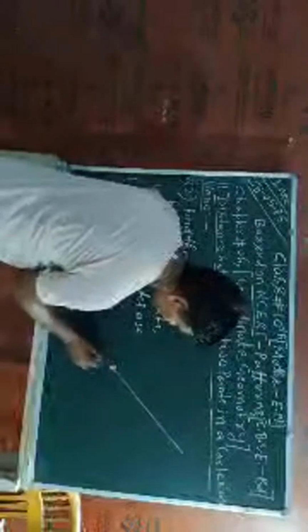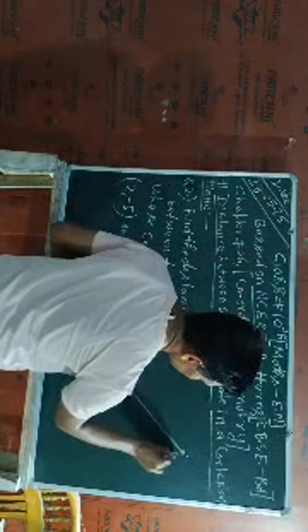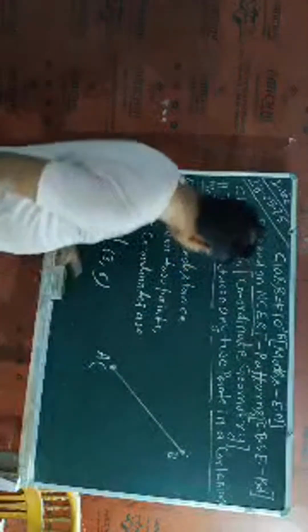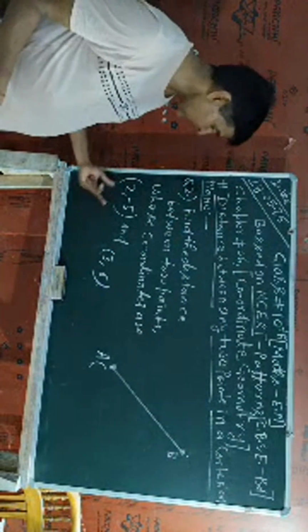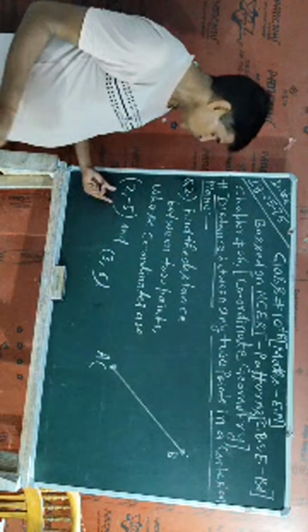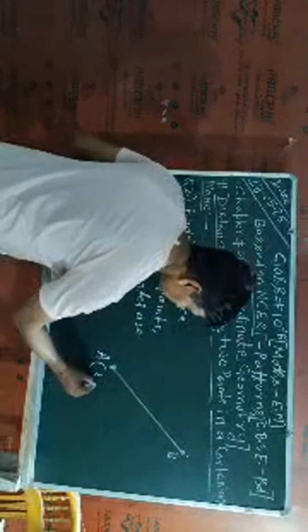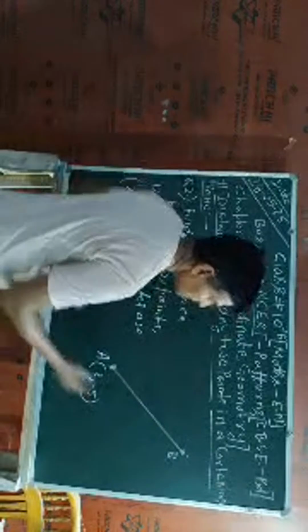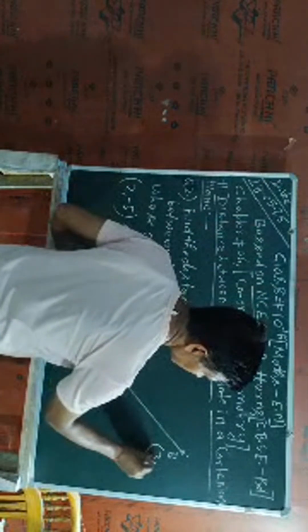So first of all I am going to take one line, and this end point I will call A and this end point I will call B. Now I am going to write. So the coordinate of A, I will consider the first point is A and the second point will be B. So the coordinate of A I have to write here 2, -5, and the coordinate of B I have to write here, given 3, 6.